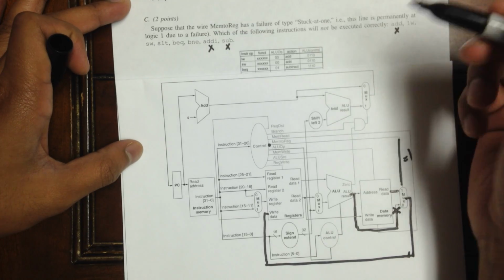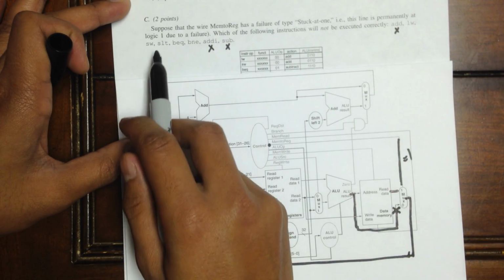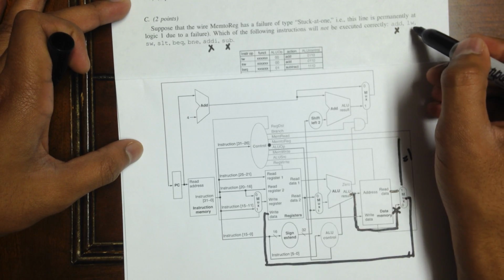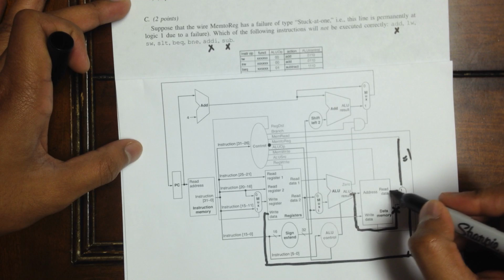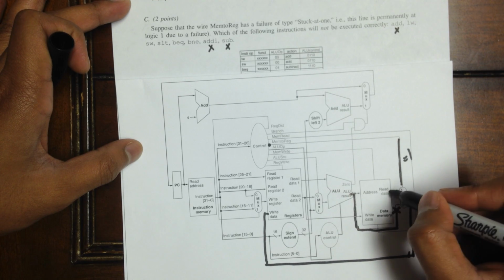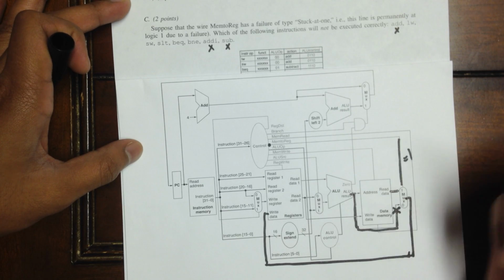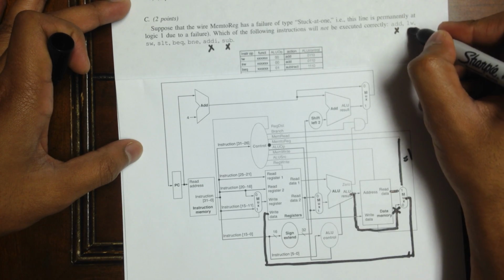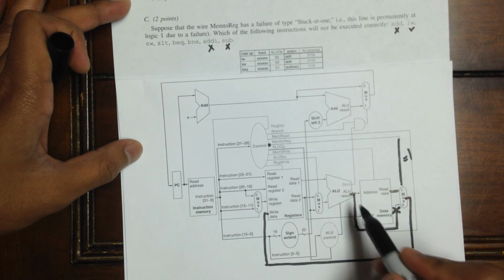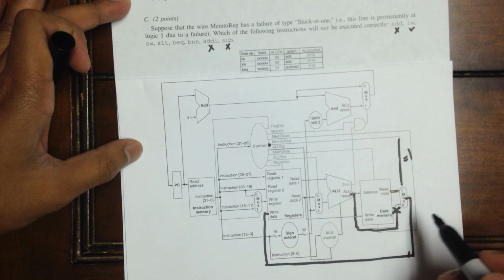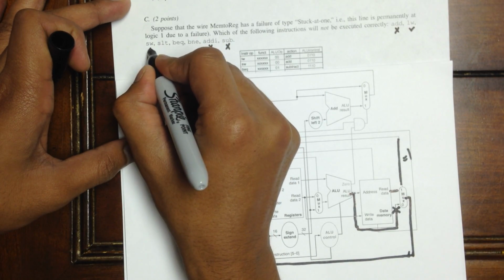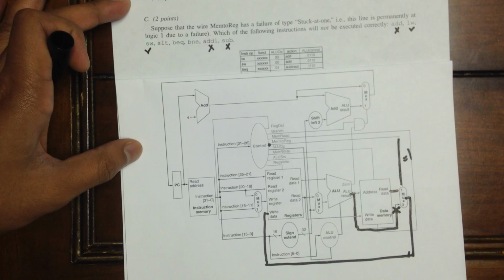Now for load word and store word, load word is going to work because in that you're reading data, and as you want, this value is being transferred to write data. So load word is going to work. Store word is also going to work. It does not write the ALU result into write data. So that's going to work.